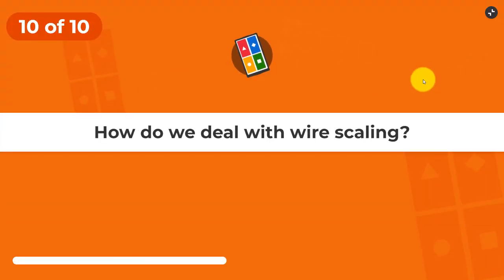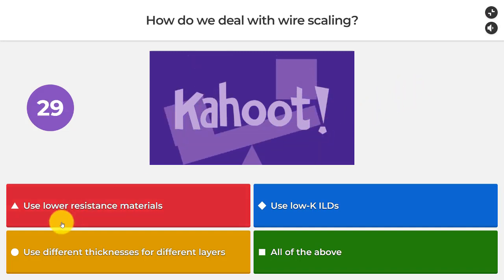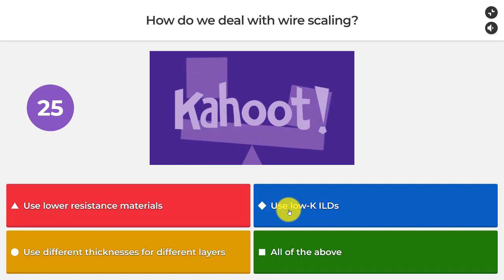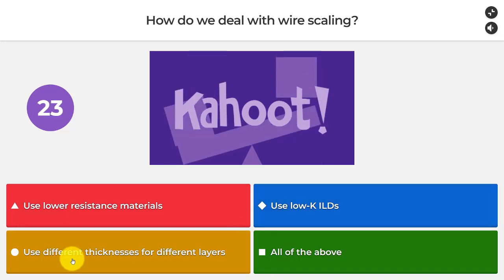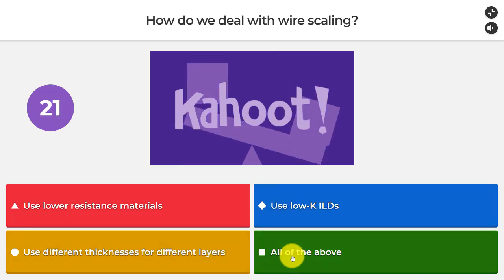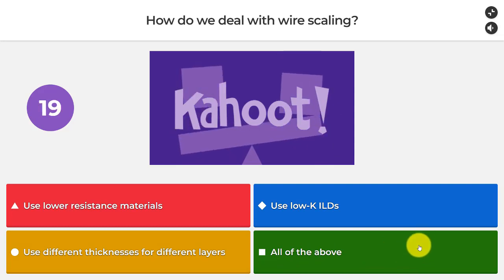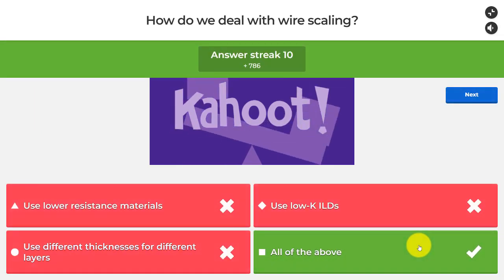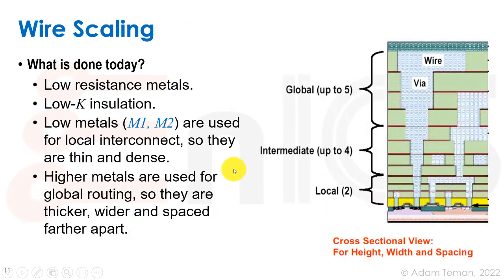And the final question is, how do we deal with wire scaling? And this is a kind of summary question. It asks, do we use lower resistance materials? Do we use low K interlayer dielectrics? Do we use different thicknesses for different layers, or all of the above? And of course our answer here is going to be all of the above, which will help us summarize this subject. So how do we do wire scaling?